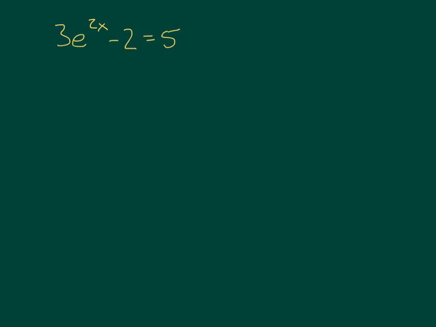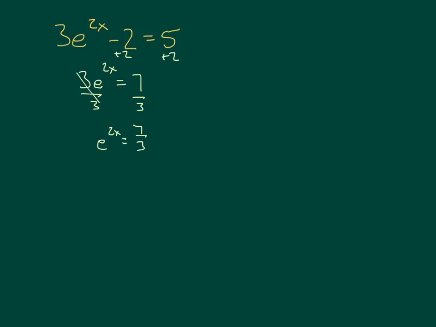Let's take a look at just a couple more equations. If we take a look at our 3e to the 2x, and if we added 2 to both sides, we would get that equal to 7. And dividing both sides by 3, we can find out that e to the 2x is equal to 7/3.